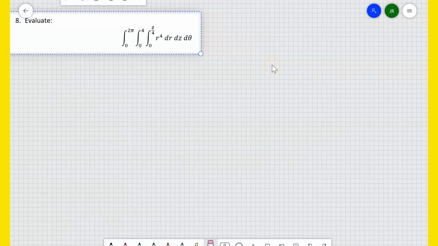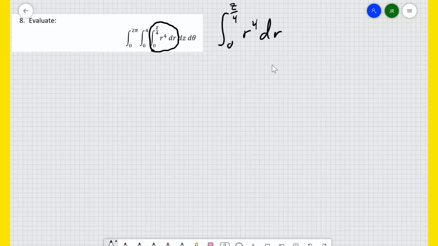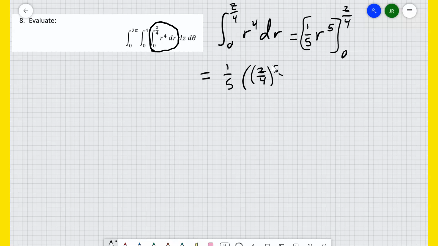Alright, more triple integrals on number 8. Do my inside integral first. The integral from 0 to z over 4 of r to the 4th dr. That's just going to be 1/5 r to the 5th, evaluated from 0 to z over 4. And I could just leave my 1/5 out. So that's just going to be 1/5 z fourths to the 5th minus 0 to the 5th.